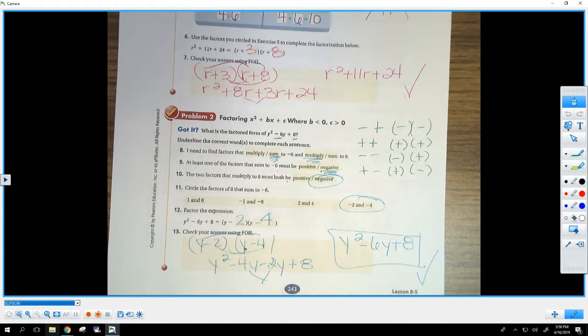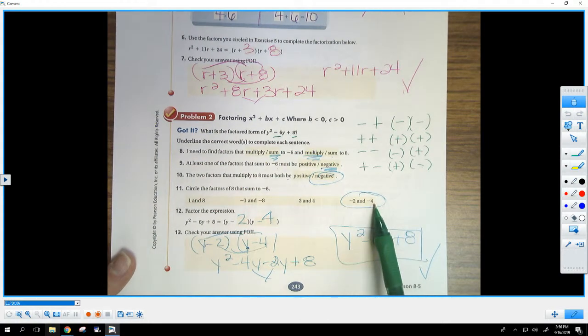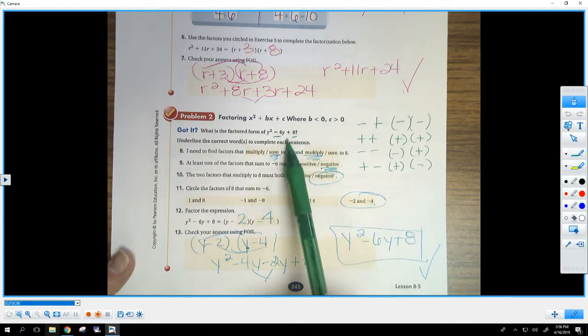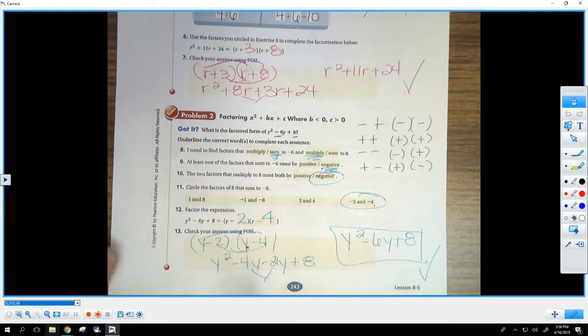So I'm going to circle the factors of 8 that add to negative 6. Well, if I multiply negative 2 and negative 4, I get a positive 8. And if I add them, I get a negative 6. So you know, then it's y minus 2, y minus 4. I can FOIL it. Y squared minus 4y minus 2y plus 8. I combine these two middle terms, and I get y squared minus 6y plus 8. And yes, indeed, that checks out.